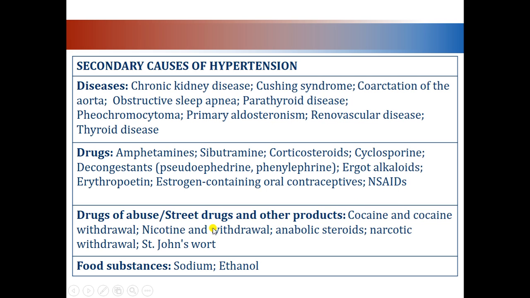There are certain drugs of abuse or street drugs and other products like cocaine and cocaine withdrawal, nicotine and nicotine withdrawal, anabolic steroids, narcotic withdrawal, St. John's wort. They produce hypertension, and food substances like alcohol and sodium can produce hypertension.